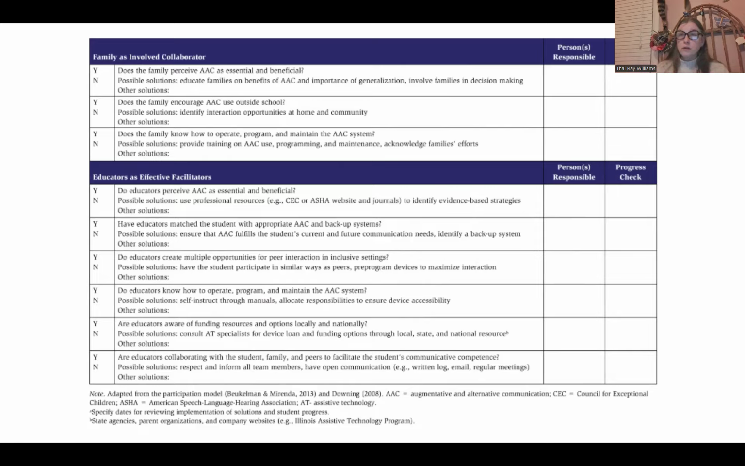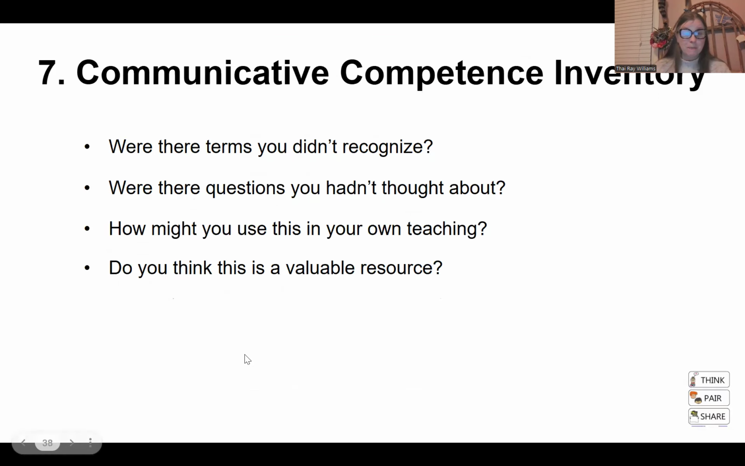And then you want to make sure you're involving those parents in decision making. So again, I'll let you look over this inventory. It is a great tool when assessing your student and when planning for your students' communication needs and instruction.